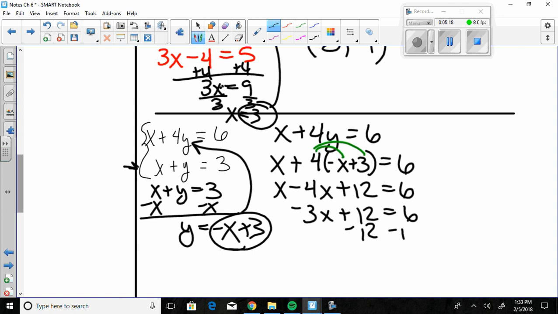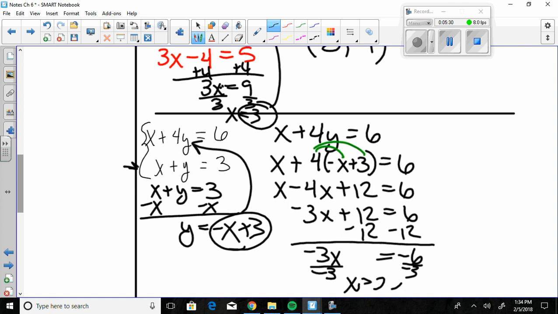Subtract 12 from both sides. Now you get that negative 3x equals negative 6. Divide by negative 3. So you get x equals 2.